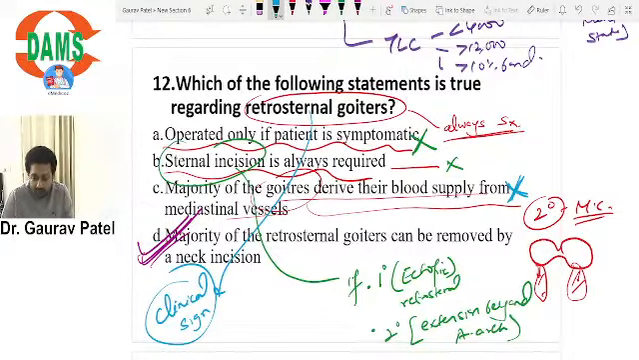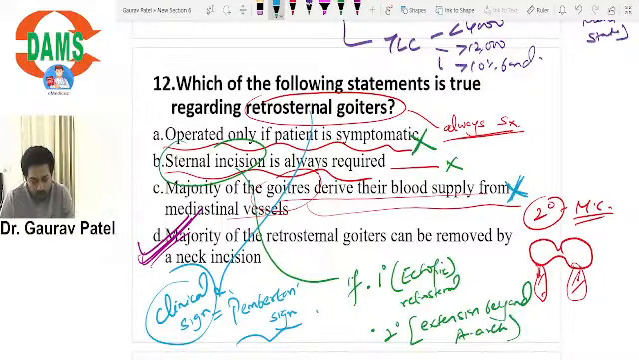What is the name of the sign in which you ask the patient to raise both the limbs above the neck, and you will see that the face becomes flushed and there is a dilated vein? What is that name? Yes, very good. Pemberton sign. Pemberton sign. Very nice.